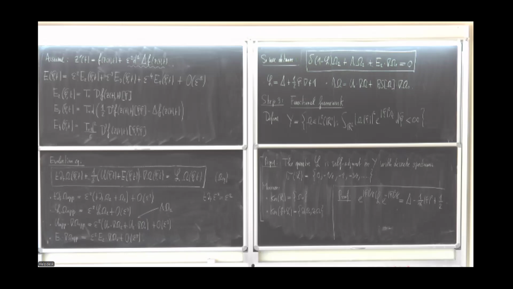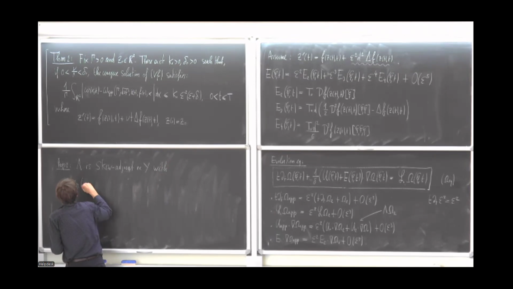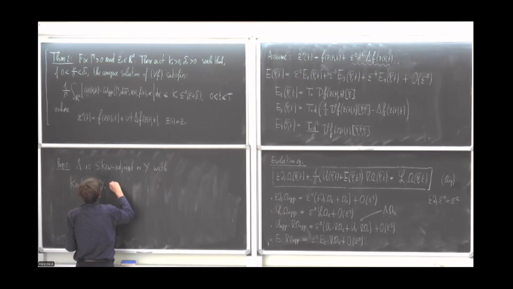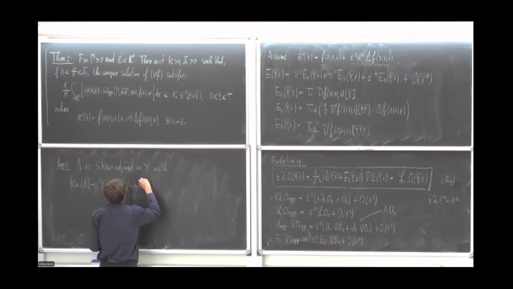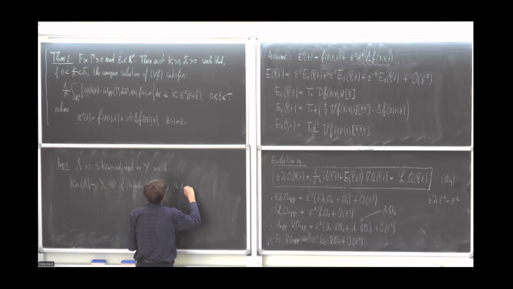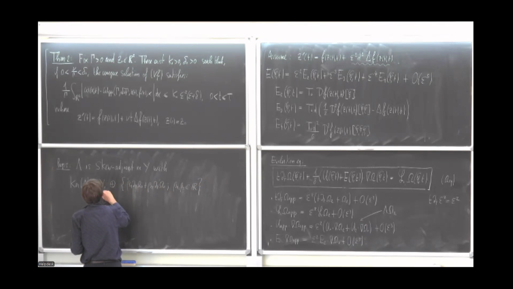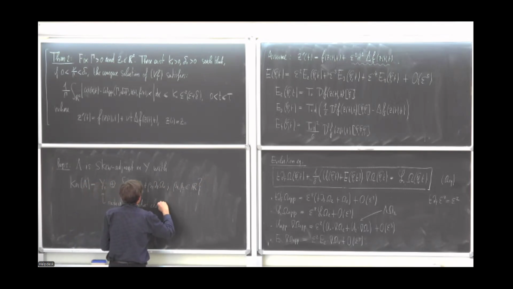So proposition 2: lambda is skew adjoint in Y, with the kernel of lambda being Y0 direct sum the space spanned by the first order Hermite functions, so beta 1 b1 plus beta 2 b2, with beta in R. And Y0 is the subspace of all radially symmetric elements of Y.